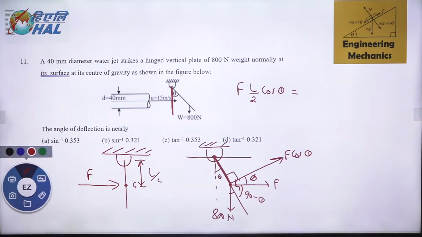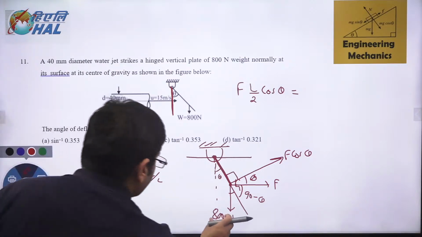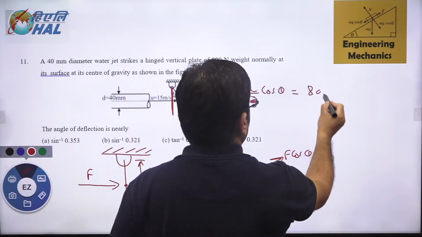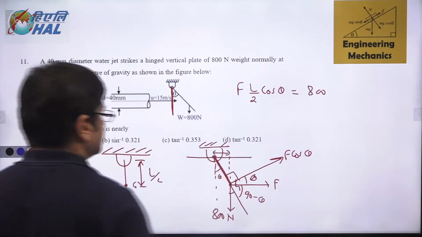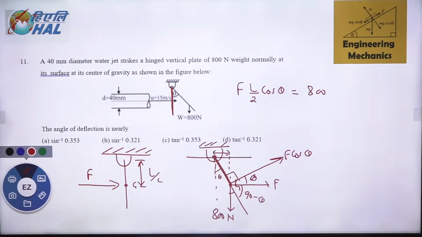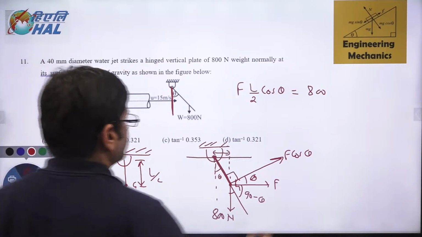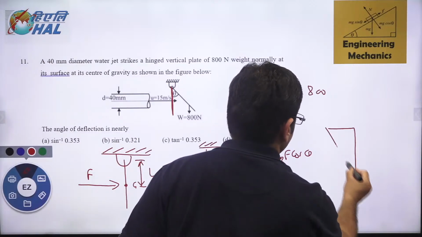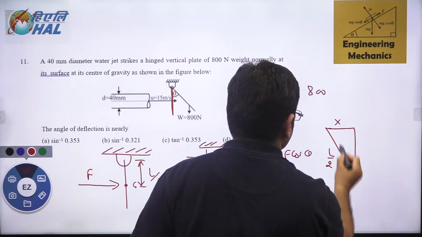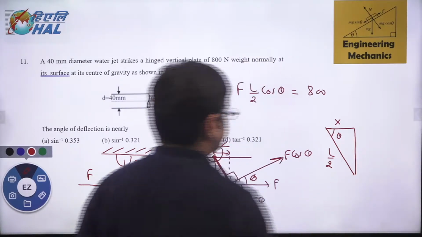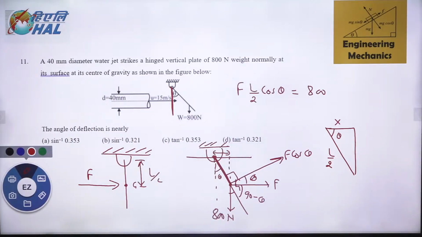Done. So now how much is the moment produced by 800 Newton? 800 Newton into, now which distance do we have to take? We have to take this particular distance now. How much is this distance? Let me give you the diagram. This one is L by 2 and we are finding distance x. This angle is theta. Can you tell me what is x in terms of L by 2 now?